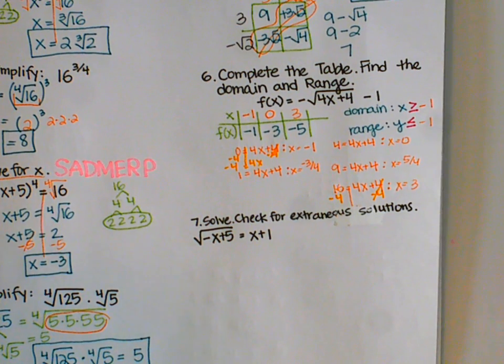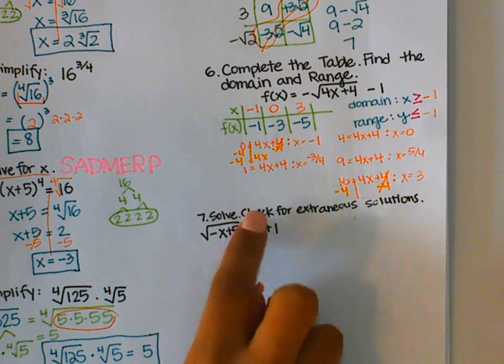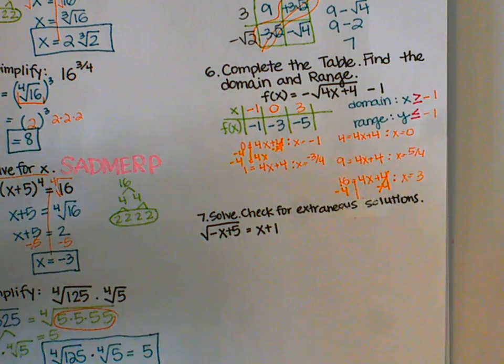Okay, and our last example for today is going to be this one. We're going to solve, and we are going to have to check for extraneous solutions if necessary. Sometimes it's not necessary to do so. So for this one, the first thing I want to do is get rid of my radical. To get rid of that, I need to square both sides.